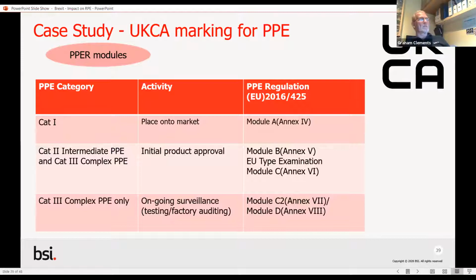Now, you can't have a UKCA module B and a CE module D. You have to have a UKCA module D or module C2 as well as the module B. Now, obviously, if you get that with a body that can offer both CE and UKCA, then those audits can be combined. So rather than doing audits for UKCA and CE separately, the organisation can combine them and use that evidence to support both marks.